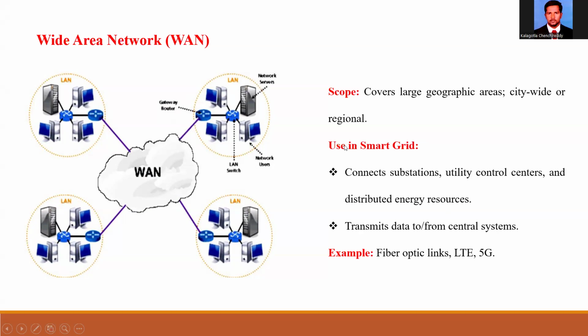Here, the users in the smart grid are transmitting data to central systems. Examples of wide area network technologies are fiber optic links and LTE and 5G communication. These are the technologies used in wide area networks.